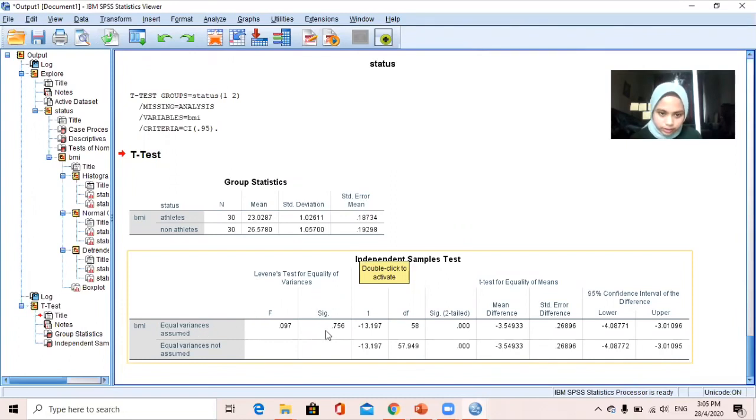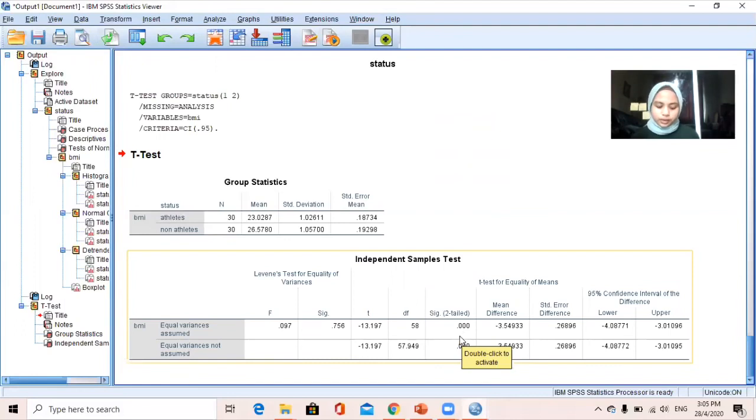Okay, so the significance is 0.756, which is more than 0.05, so we need to look at the upper table. Okay, and then the p-value is 0.000. So the p-value is less than 0.05, so there is a significant difference.